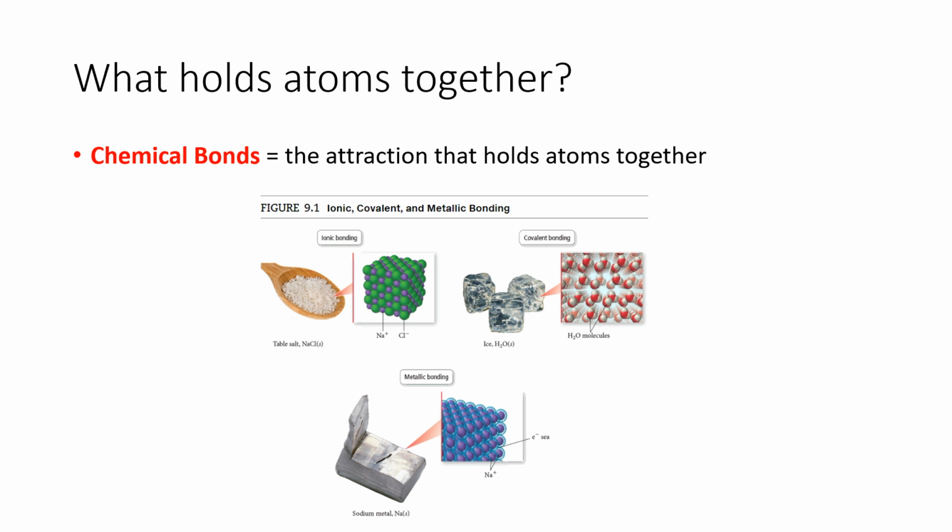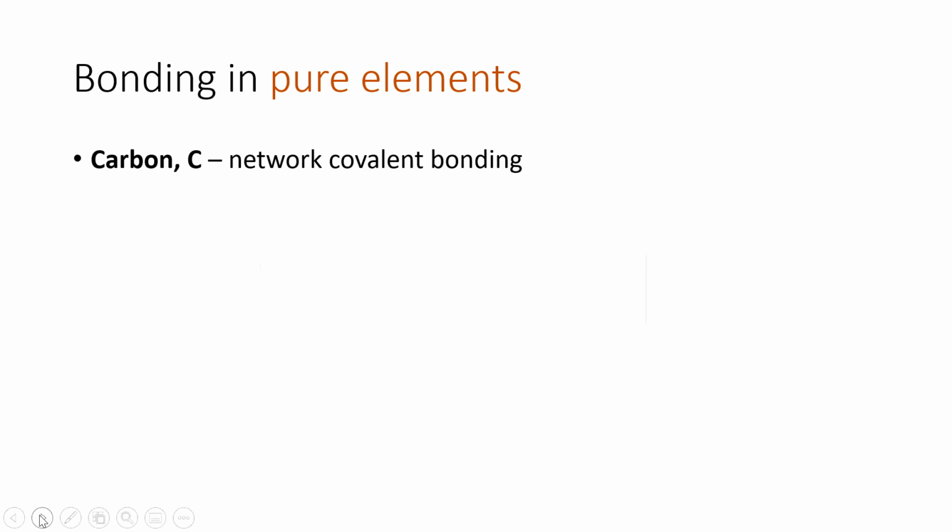All right, welcome. In this video, we're going to do an overview of the different types of chemical bonds. And the bonds are the attractions that hold atoms together within a sample. And there's different types of bonds. The main types we'll look at are ionic, covalent, and metallic bonding.